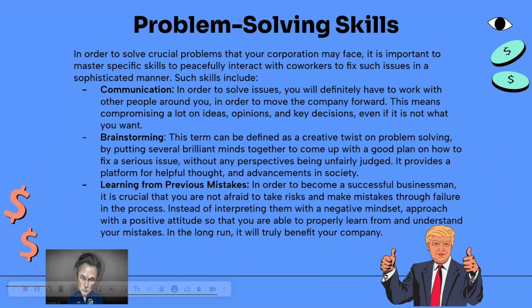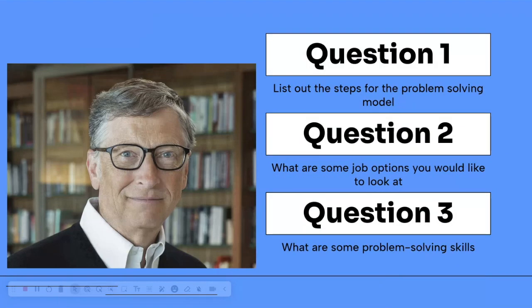You're also going to be learning from previous mistakes in order to become a successful businessman. It is crucial that you're not afraid to take risks and make mistakes through failure in the process. Instead of taking them with a negative mindset and being like, oh, I made a mistake, so I'm not going to pursue this anymore, you should approach it with a positive attitude, like, oh, I made this mistake, and this is what I learned from it, so this is what I'm going to do in the future. In the long run, it will definitely benefit your company as you know what to do in the face of the problem.